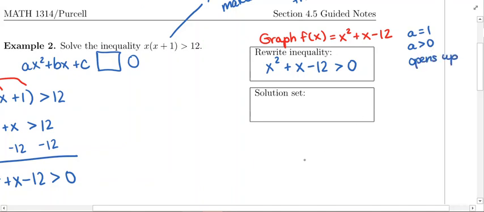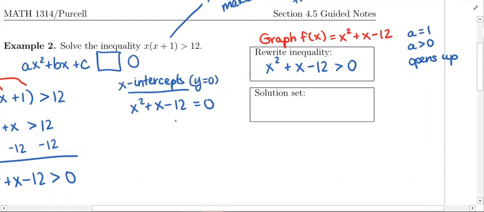Okay, now we need to go and find the x-intercepts. To find the x-intercepts, we need to solve the corresponding equation. So where does x squared plus x minus 12 actually equal 0? This is how we're going to find our x-intercepts. We're going to take this equation and set y equal to 0. Okay, that is exactly what I have done. Remember our function here is f of x equals x squared plus x minus 12. F of x is the same thing as y. I've set it to 0, so this is what I need to solve to get the x-intercepts.